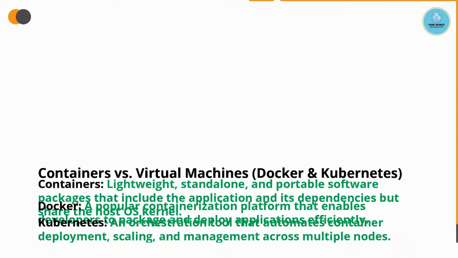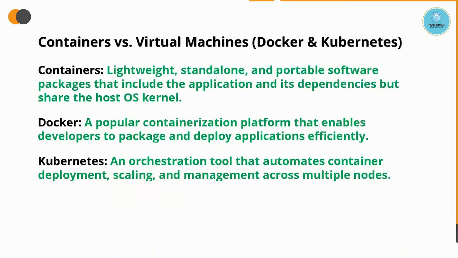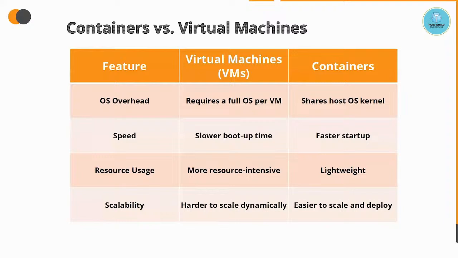Now, let's talk about their features. The features we are going to talk about are OS overhead, speed, resource usage, and scalability. On these four features, I will be comparing virtual machines and containers. When we talk about OS overhead, virtual machines require a full operating system per virtual machine. Whereas in containers, shared host operating system kernels are there.